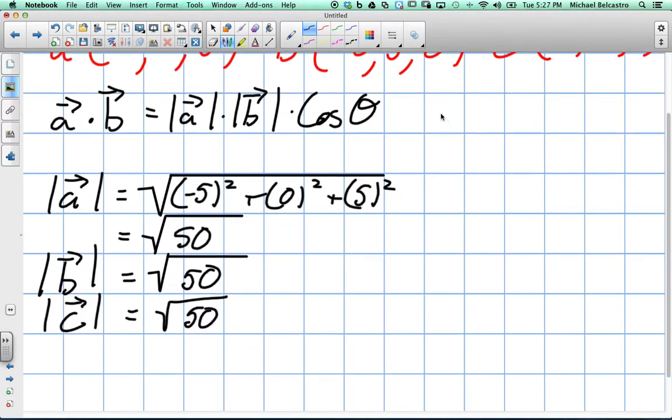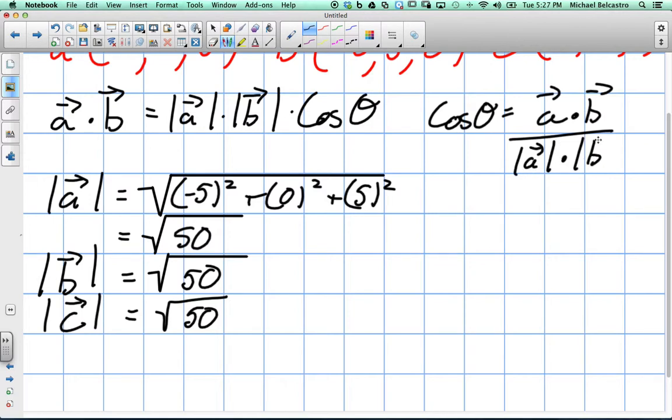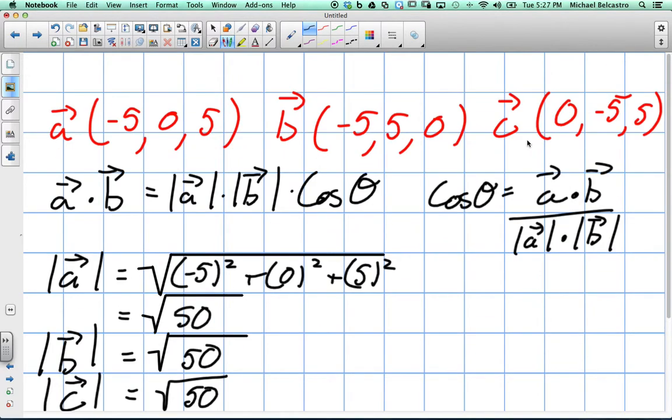So I'm going to rearrange this formula. Cos theta is actually equal to A dot B divided by the magnitude of A times the magnitude of B. Okay, so our A dot B is essentially going to be the multiplications of vector A and vector B. So let's do that on the side here. Our cos theta, I'm going to speak out loud here.